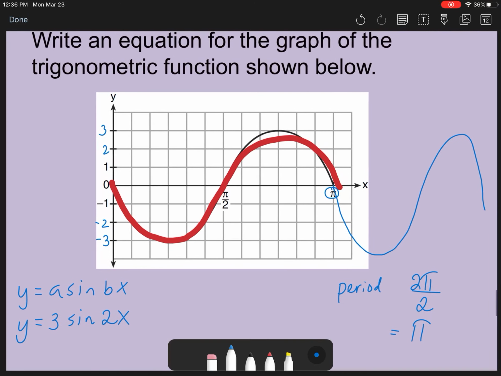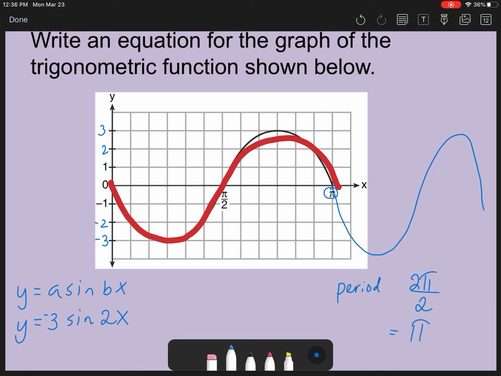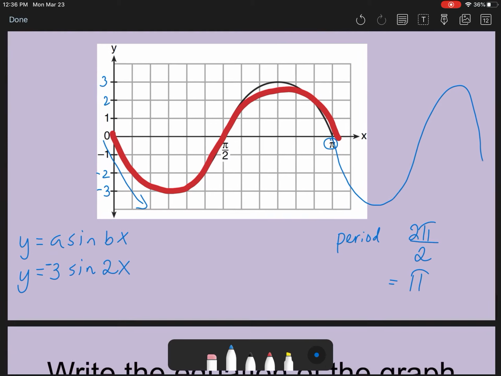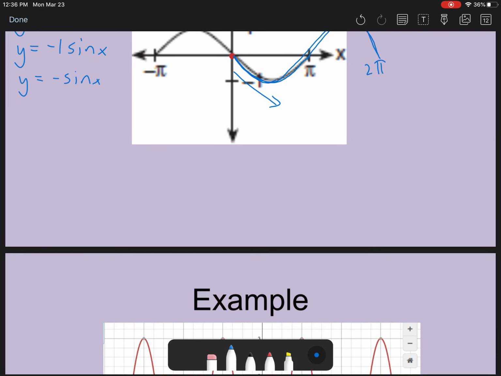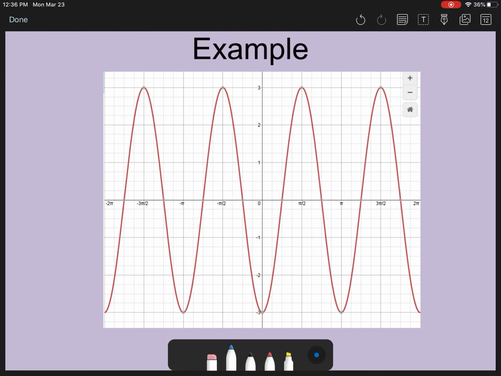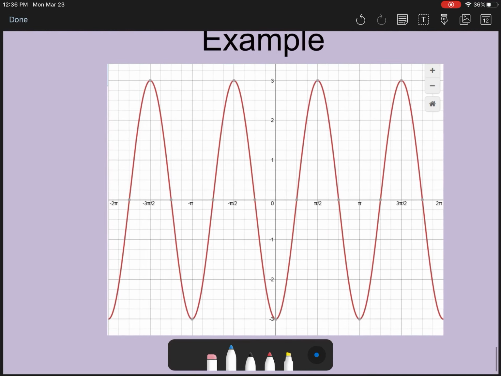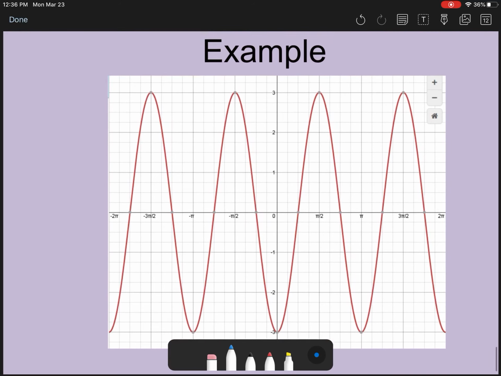I just want to go back 1 second to make sure that this here needs to be negative. Okay, that needs to be negative because it's going down first before it goes up. Same thing here. This is going down before it goes back up, so that needs to be a negative sign. Okay, take a look here.